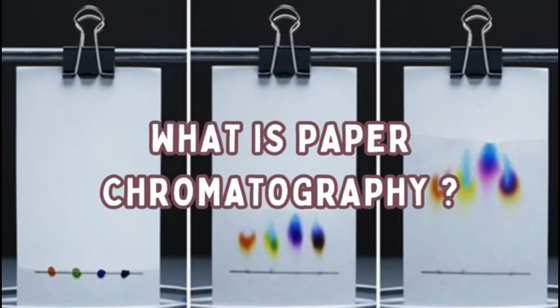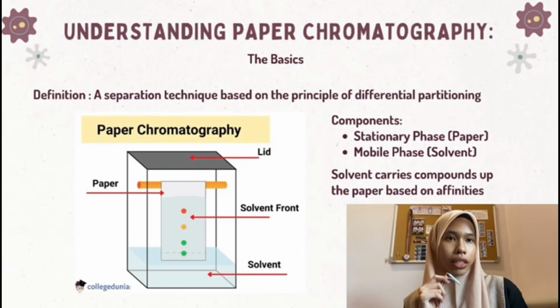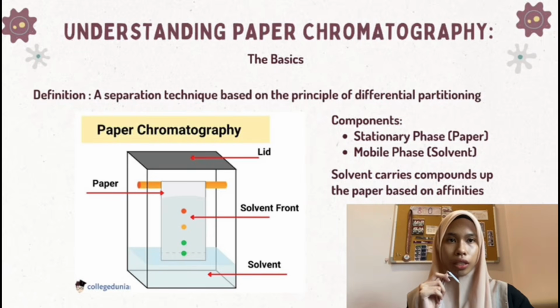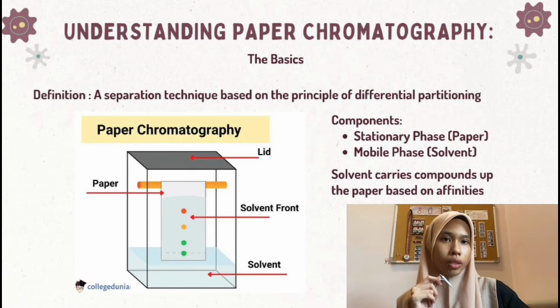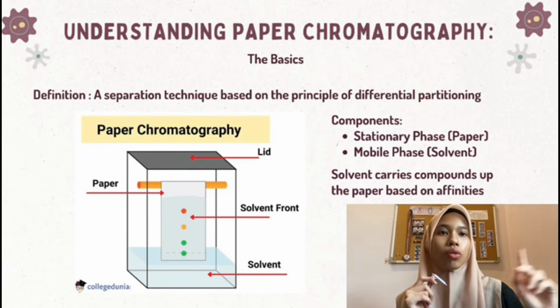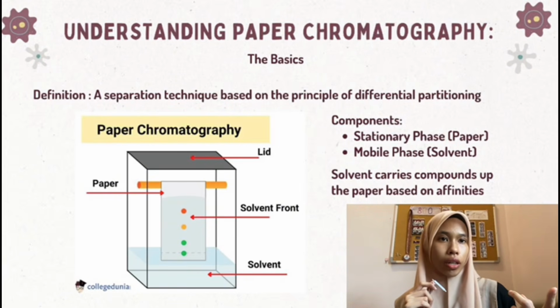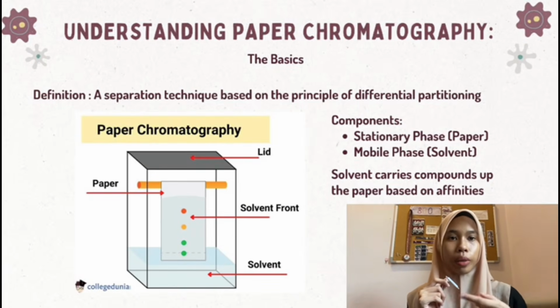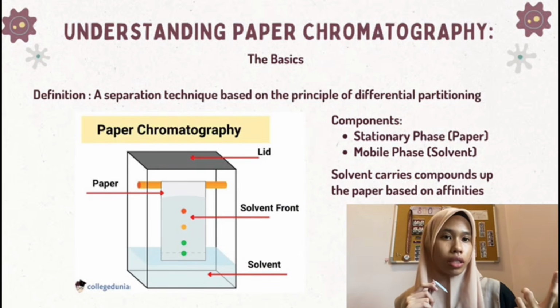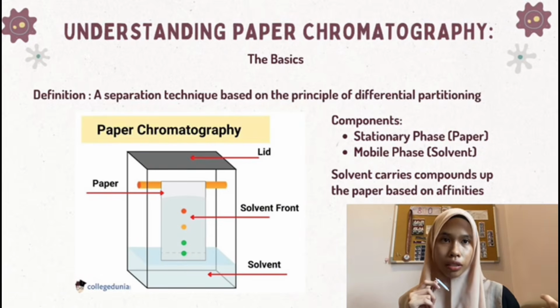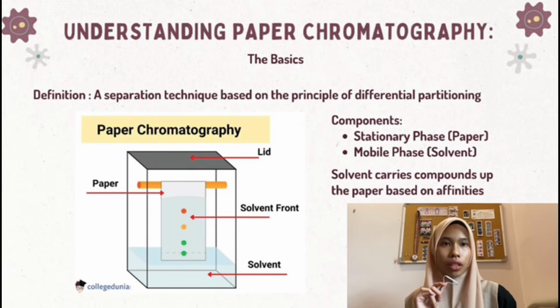So, what exactly is paper chromatography? At its core, it is a separation technique based on the principle of differential partitioning. Imagine a piece of specialized paper that is our stationary phase. When we apply a tiny spot of our plant extract onto this paper and then dip the paper into a solvent, that solvent is our mobile phase. It starts to move up the paper by capillary action. As the solvent moves, it carries the compounds from our extract along with it.